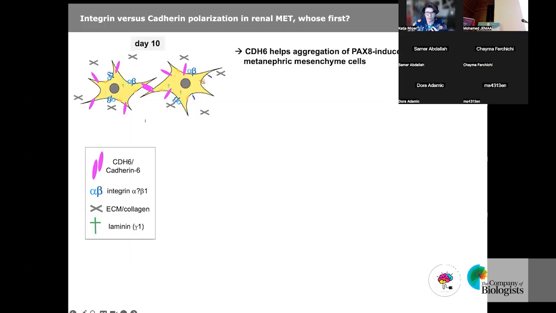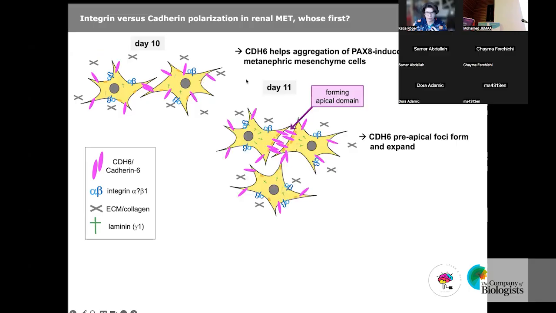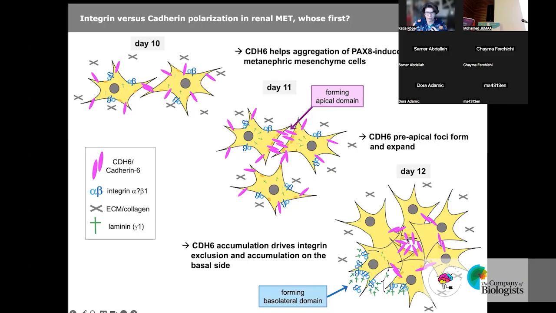So our model at the moment is that CDH6, which is expressed really early, at a stage when induced cells still show a salt-and-pepper pattern in the organoids, helps these cells to aggregate into clusters. Then this aggregation leads to the formation of early apical domains that potentially physically help to exclude integrins that are also already present in the plasma membrane but not polarized. And this, coming from the apical side, leads to a polarization and the formation of a bipolar polarity vector that defines this epithelial apical-basal polarity axis.